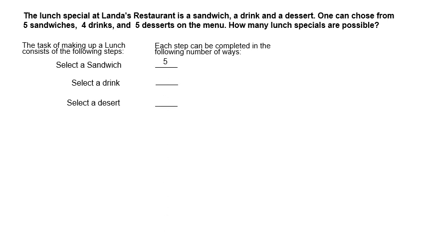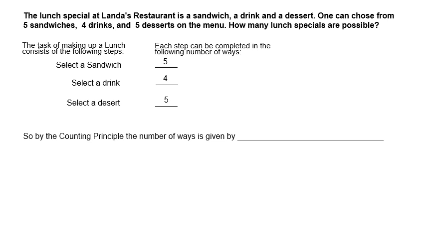For a sandwich, there are 5 choices. For a drink, there are 4 choices. For dessert, there are 5 choices. So by the counting principle, the number of ways we can complete our task of coming up with a lunch special is given by the product of these numbers, which is 100.